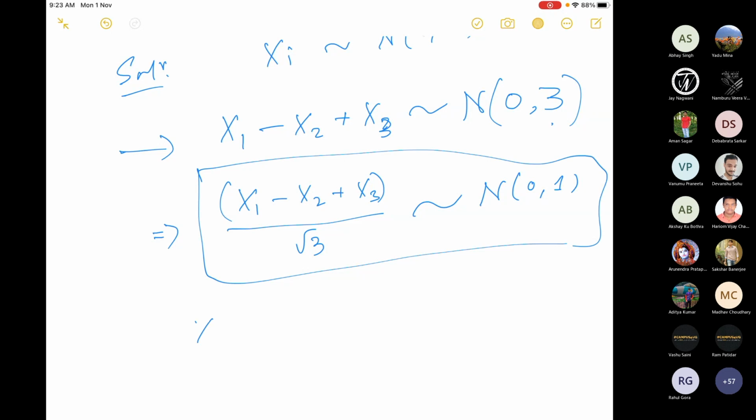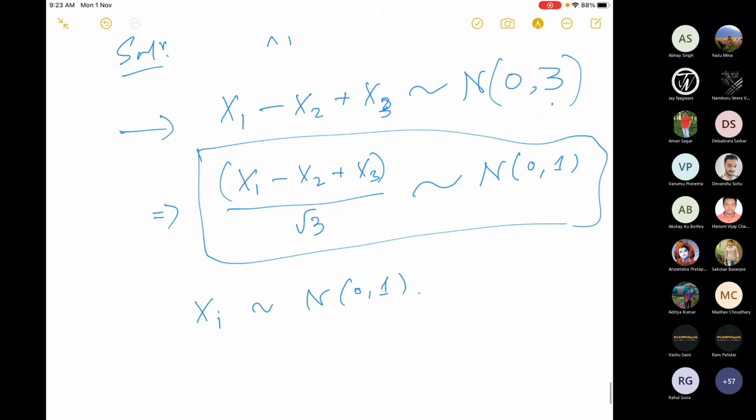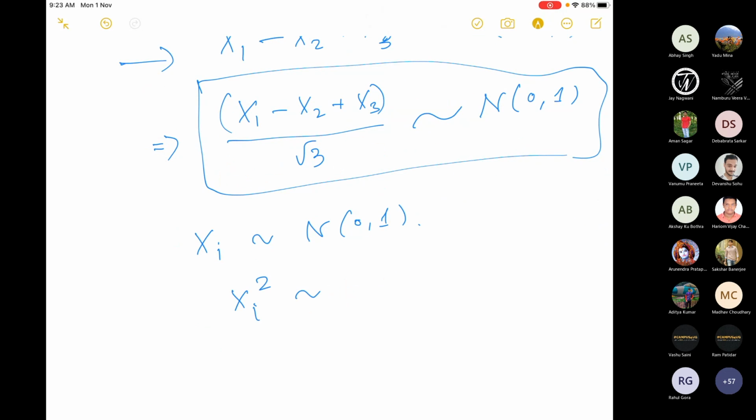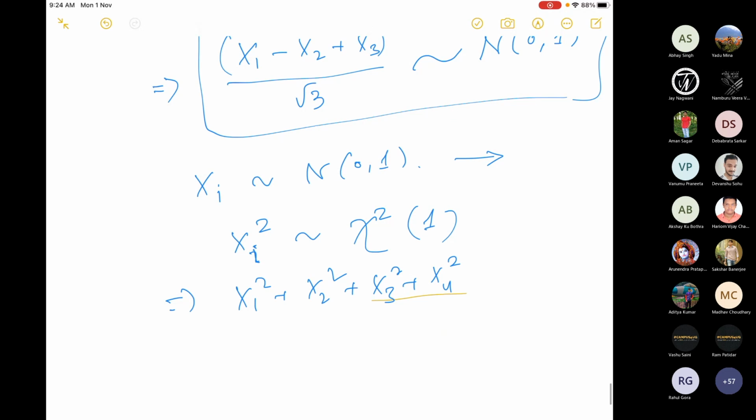Another part is that xi is normal. So xi square is what? Xi is standard normal, so what about xi square? Today also you said this: chi-square with 1 degree of freedom. Now if xi square is chi-square, then what about x1 square plus x2 square plus x3 square plus x4 square? The sum of squares of standard normals, that is, the sum of independent chi-squares, is what? Yes, this is chi-square 4.